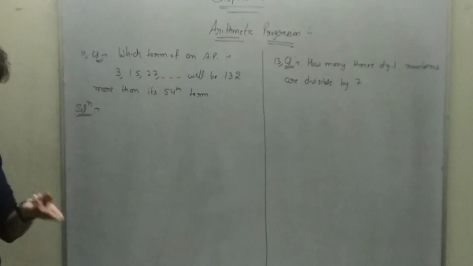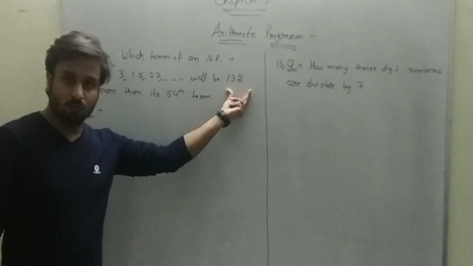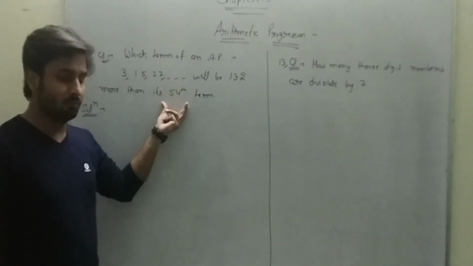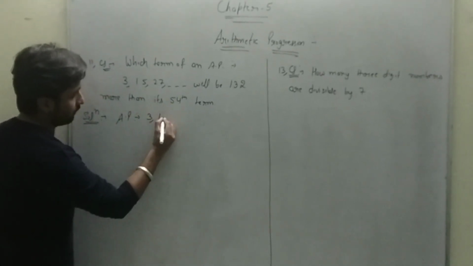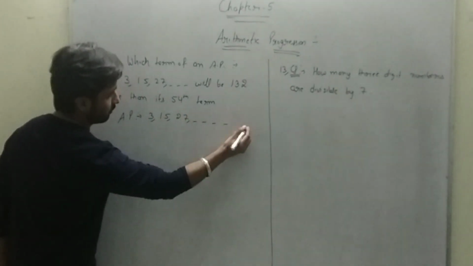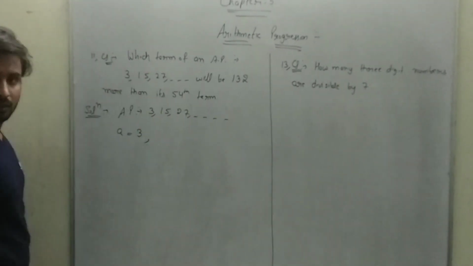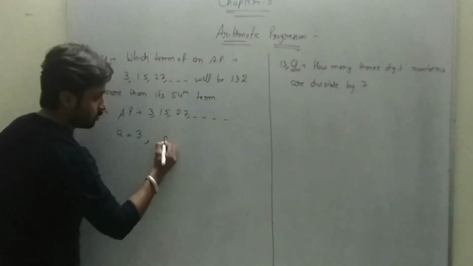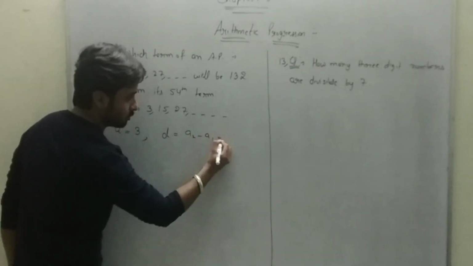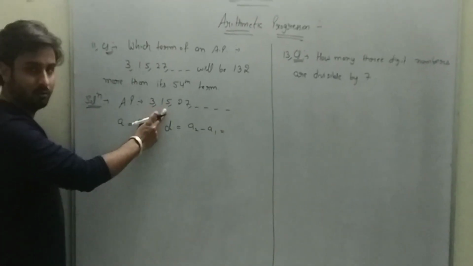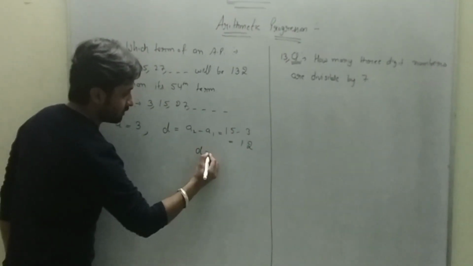In simple words, I want to find a number which is 132 more than its 54th term. So what is the AP? The AP is 3, 15, 27 and so on. So we can say the first term a is 3. And what is the common difference? Second term minus first term is the common difference. The second term is 15 and the first term is 3. 15 minus 3 is 12. So the common difference is 12.